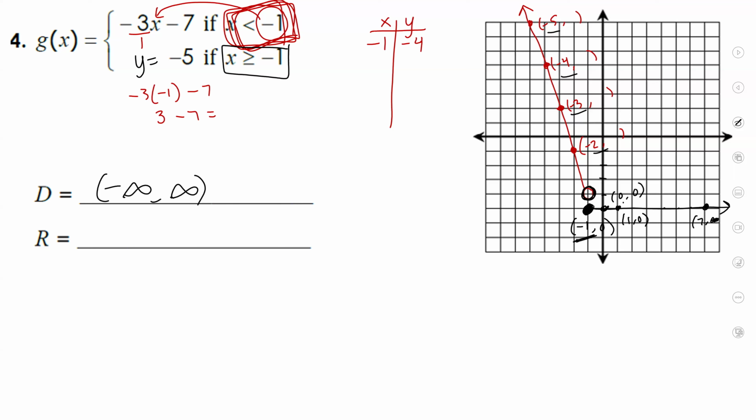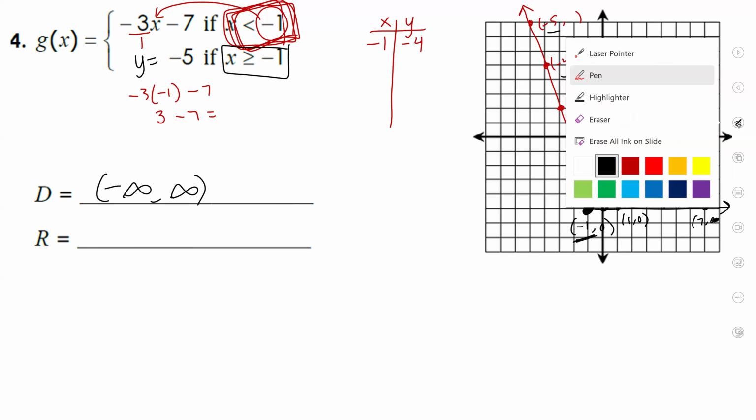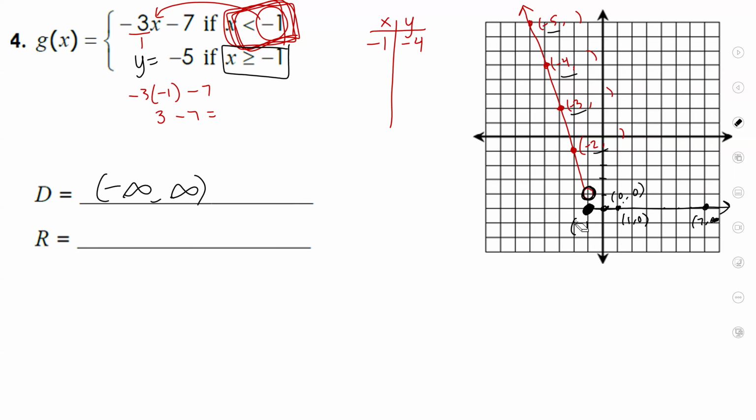Okay, now let's do the range. Range is bottom to top. So we have to think about what y values are being represented on this graph.